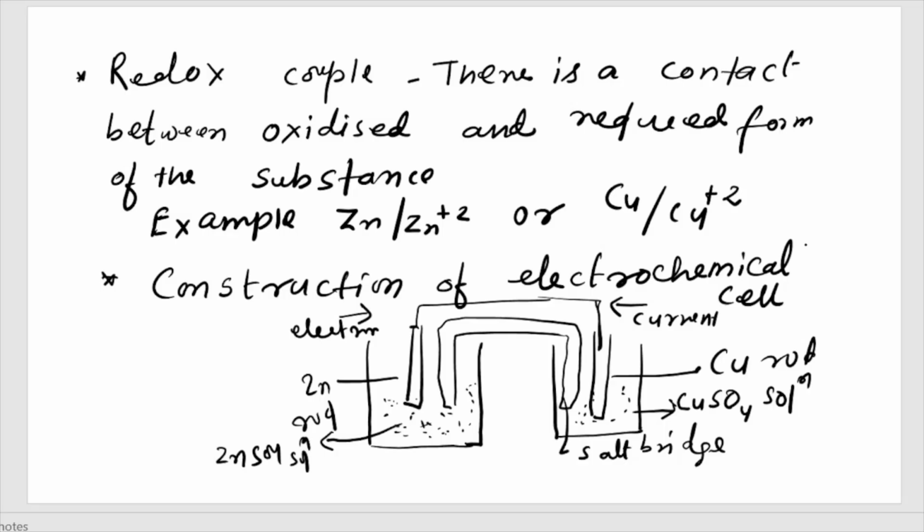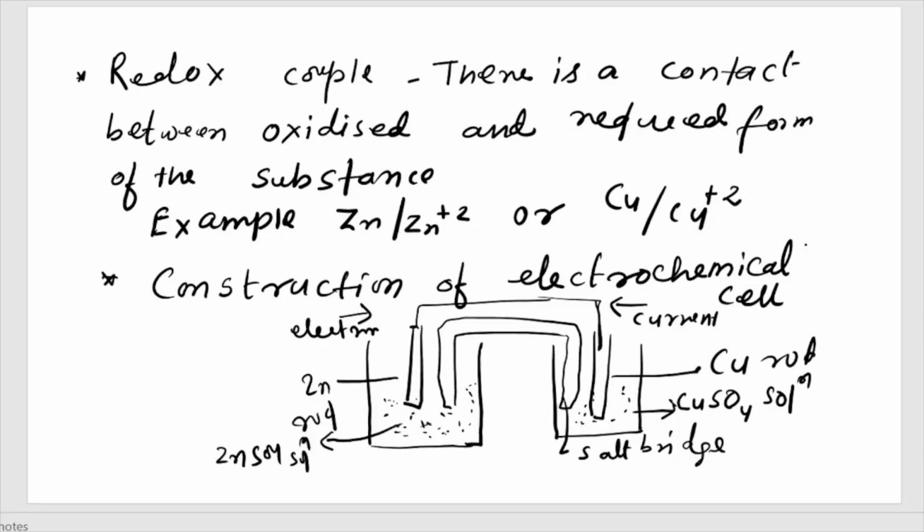So next, what is a redox couple? I used the word redox couple here, so first you should be clear about it. There is a contact between the oxidized and reduced form of the substance. What is the oxidized form and reduced form? What is an oxidizing agent? An oxidizing agent is one which oxidizes other.